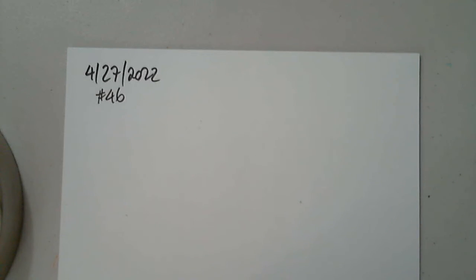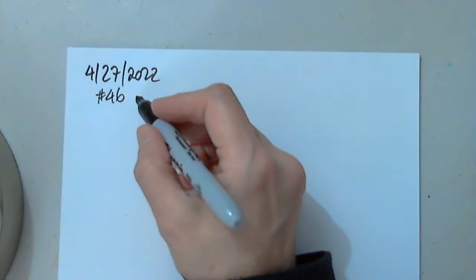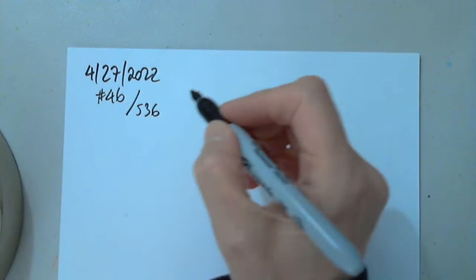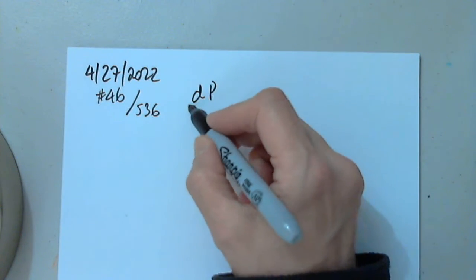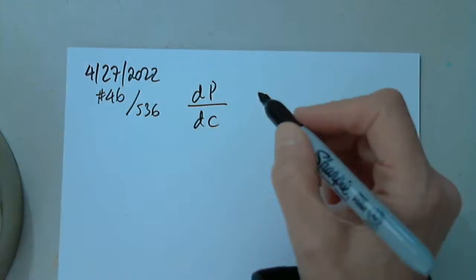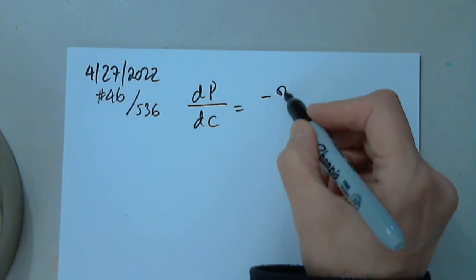46, and I'm assuming it's section 5.7, correct? 5.7. Yes, so 536, perfect. So we have the one with DP over DC. Yeah, that's the correct problem.